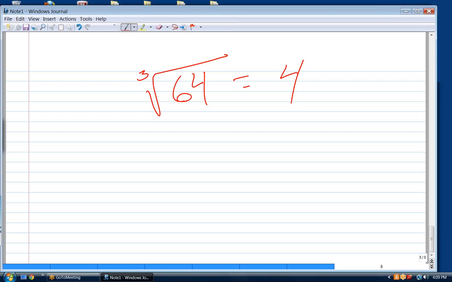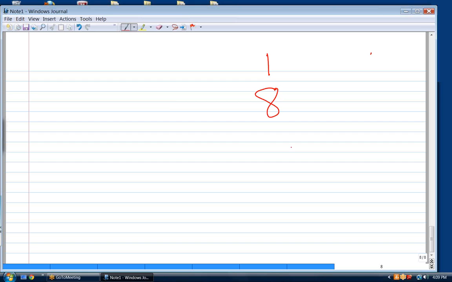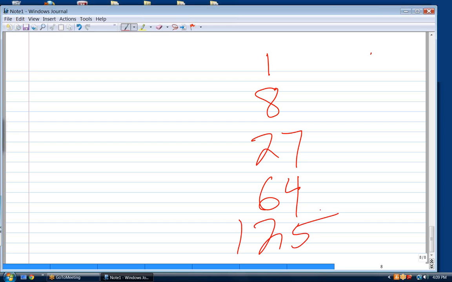So for the square roots, you know how there was that list of square numbers? Is there like a list of cube numbers that you can use for cube roots? Sure. Yes, and I was going to suggest you memorize them at least up until 5. Okay, so we have 1. 8 is 2 cubed. 27 is 3 cubed. 64 is 4 cubed, and 125 is 5 cubed.